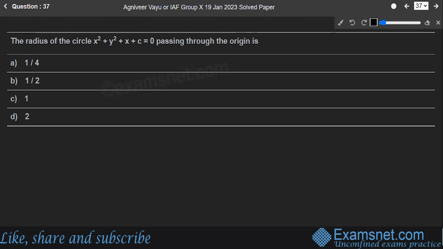See, when any circle is passing through the origin, the general equation is given by this, right? This is the equation of the circle. Question number 37. The radius of the circle x squared plus y squared plus x plus c is equal to 0 passing through the origin is. First of all, this is the general equation of the circle, which is having the center at the origin.